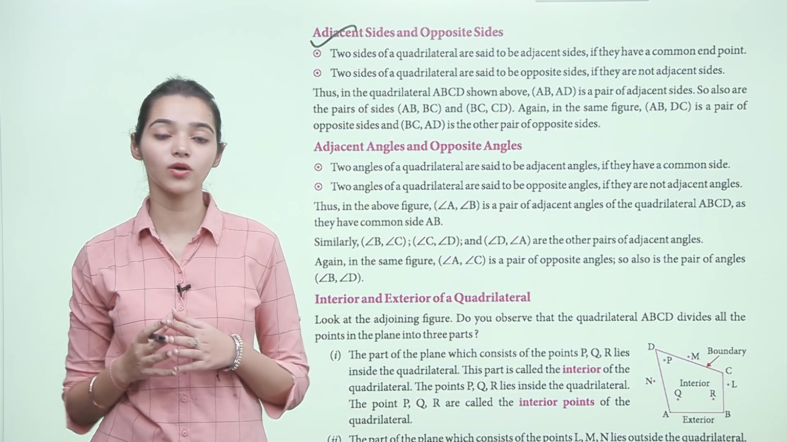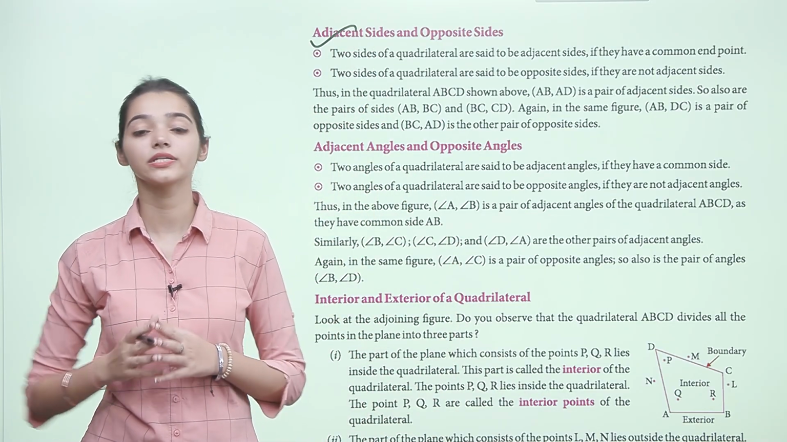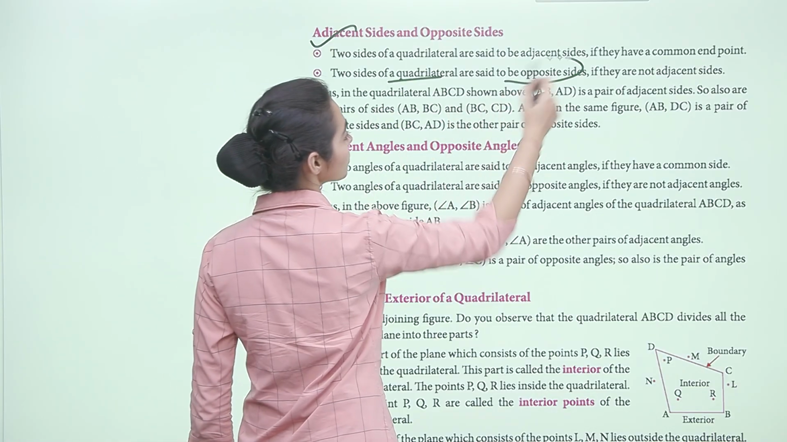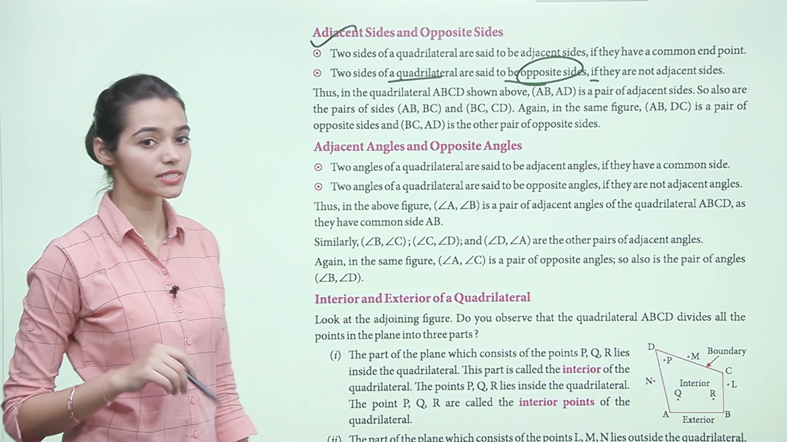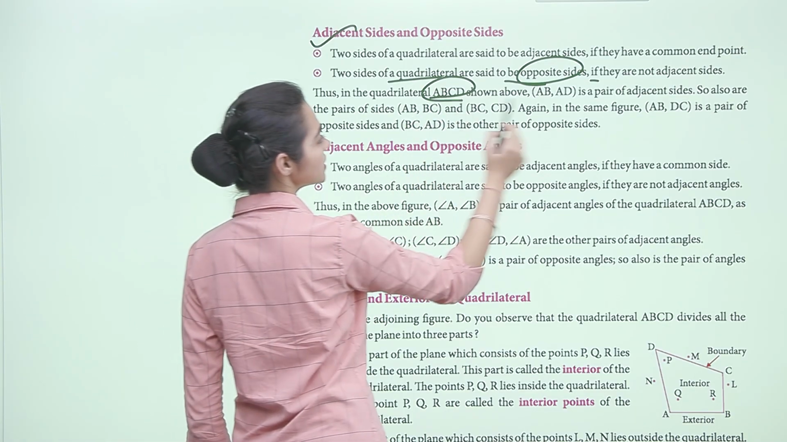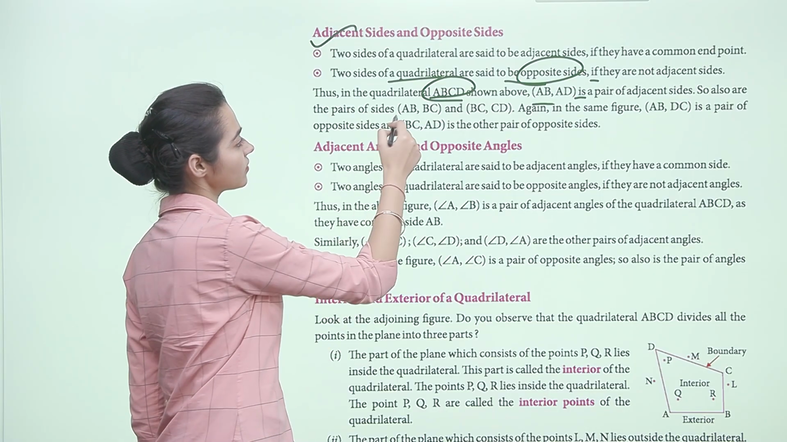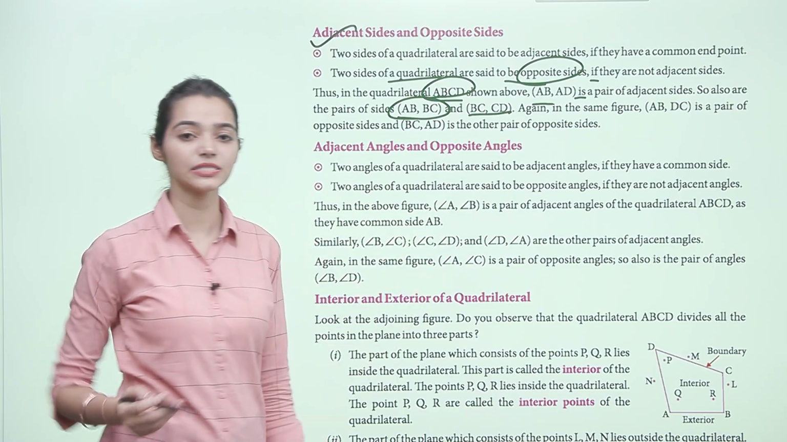Now, adjacent sides and opposite sides. Two sides of a quadrilateral are said to be adjacent if they have a common endpoint. Two sides of a quadrilateral are said to be opposite if they are not adjacent sides. Therefore, in the quadrilateral ABCD, AB and AD are a pair of adjacent sides, and so are AB, BC and BC, CD.